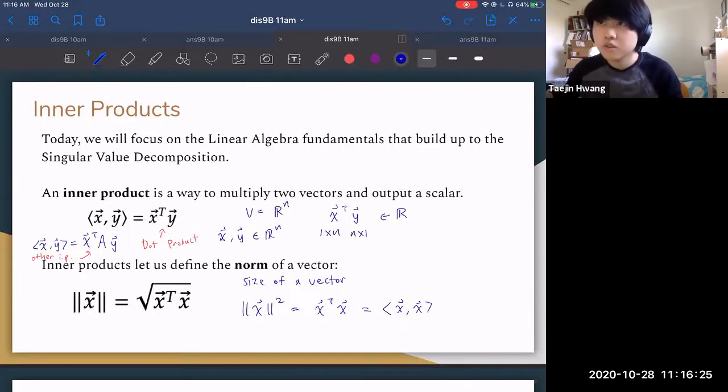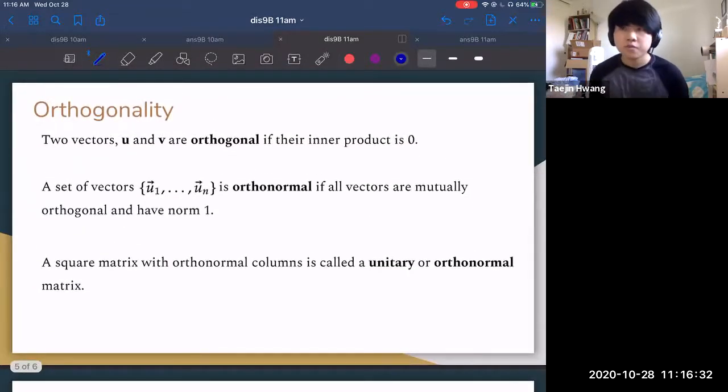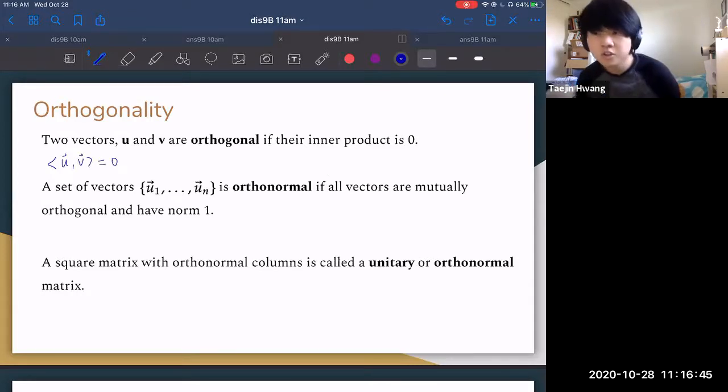Okay, and if we don't have any questions, let's talk about orthogonality. So we say that two vectors, u and v, are orthogonal if their inner product is 0. In other words, if the inner product of u and v is equal to 0, the vectors are orthogonal.